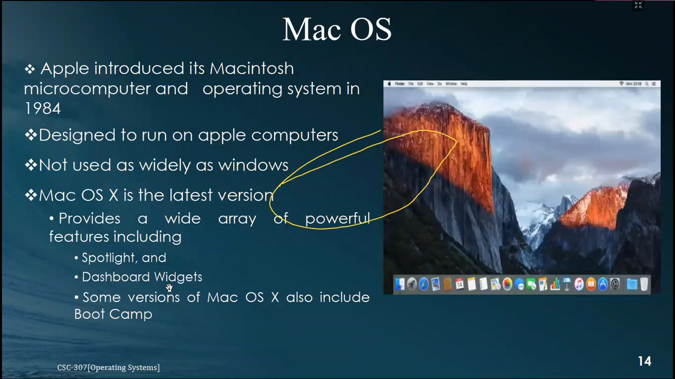Then we have Apple. Apple introduced Macintosh in 1984, and it was designed to run on Apple computers. It is not used as much as Windows. Windows is very popular. Mac OS X is the latest version. It provides an array of powerful features, including Spotlight and dashboard widgets. Some versions of Mac OS also include Boot Camp. Normally what I have seen is that Mac is more popular among developers because it's powerful and fast. There are some other advantages that we'll talk about in the upcoming lectures.